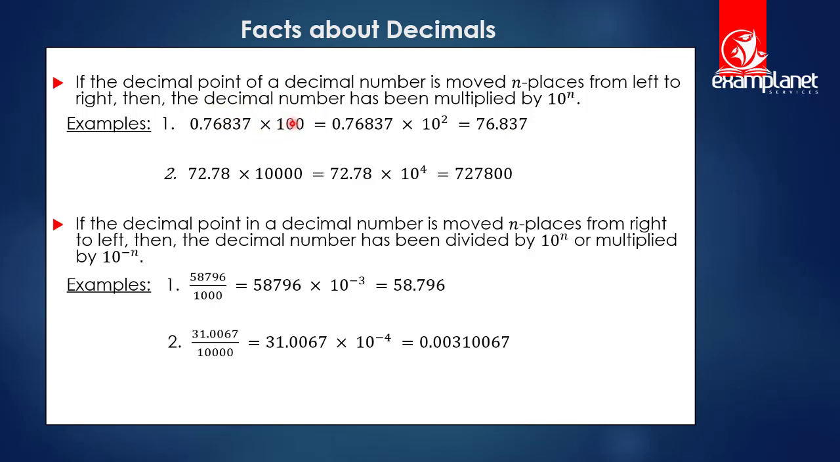So it means if I see something like this and I want to multiply, I shouldn't press my calculator. I'll just check how many zeros I have here. So I move my point to the right 1, 2 times. And that gives me this.